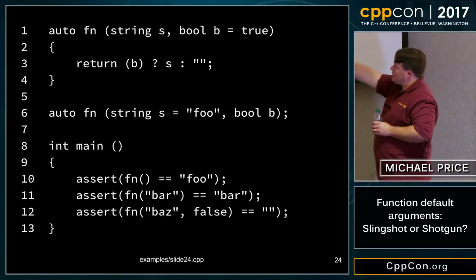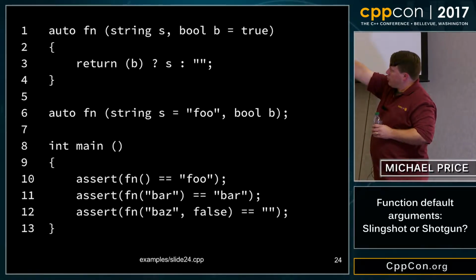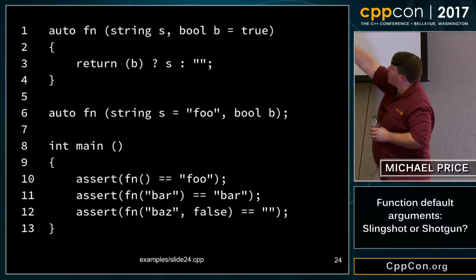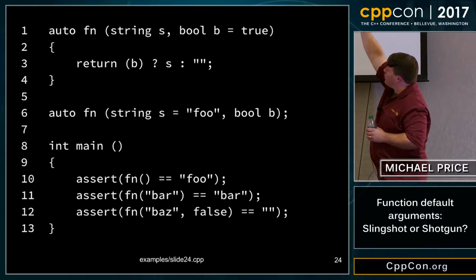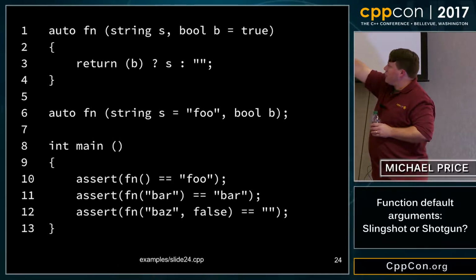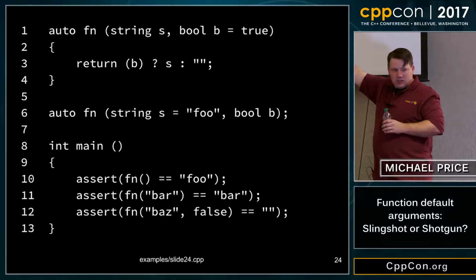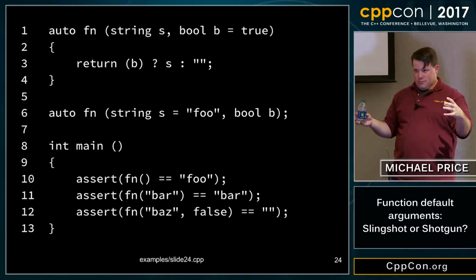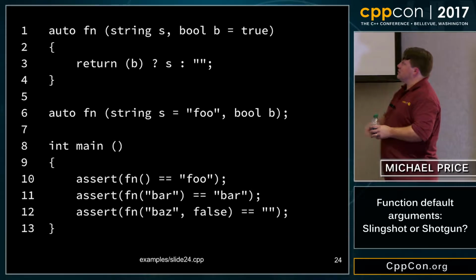So now on line 10, when I call my function with no parameters, I'm going to get foo for the string and true for b. So I'm going to get foo back out of it. Okay? And it's just like if I had declared it all in a single declaration, right? So please, no one ever do this.